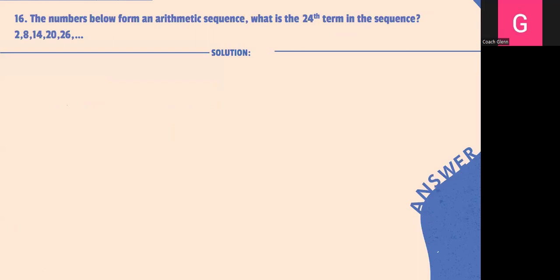Number 16. The numbers below form an arithmetic series. What is the 24th term in the sequence? So this is an arithmetic series where each term is obtained by adding 6, okay? Because 2 plus 6, that's 8. 8 plus 6, that's 14. 14 plus 6, that's 20. 20 plus 6 is 26.